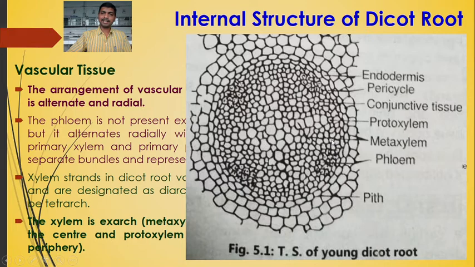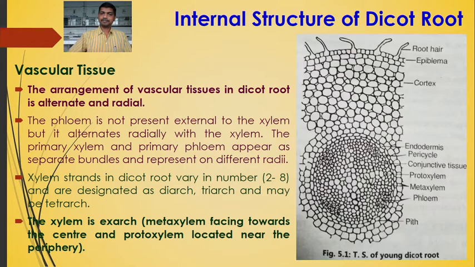So they are arranged alternately on different radii. This is the arrangement of the vascular tissue, xylem and phloem. They are alternate and radial. The phloem is not present external to the xylem, but it alternates radially. Phloem, xylem, xylem, phloem. It alternates radially with the xylem.